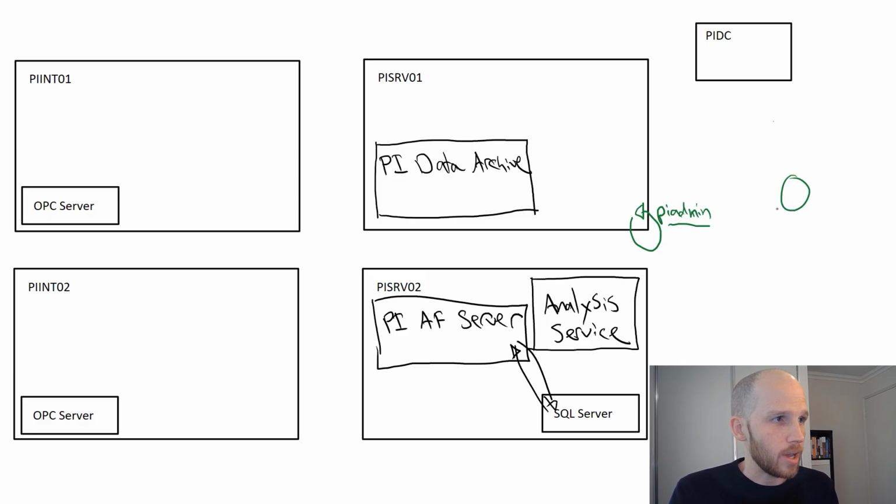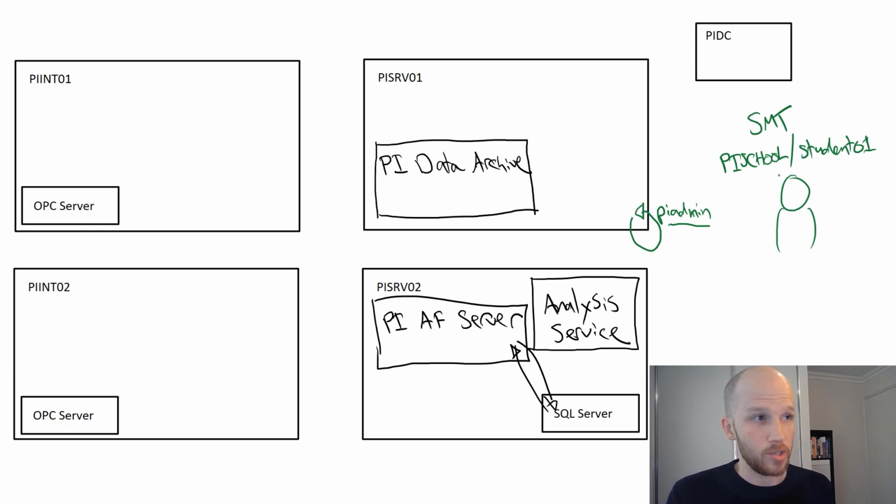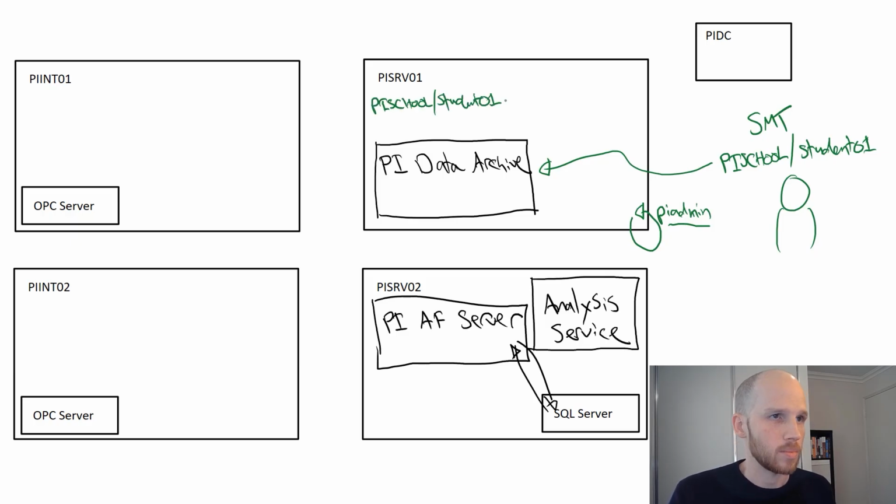So here we have a user. This is us. We're using an application called System Management Tools. We run PySystem Management Tools as this user, PySchool/Student01. The domain is PySchool, and the user is Student01. We initiate the connection, and then the PyData archive checks its list of mappings. So it checks its list and sees, oh, okay, I know you. You're PySchool/Student01, and I've got a mapping for you to an identity.